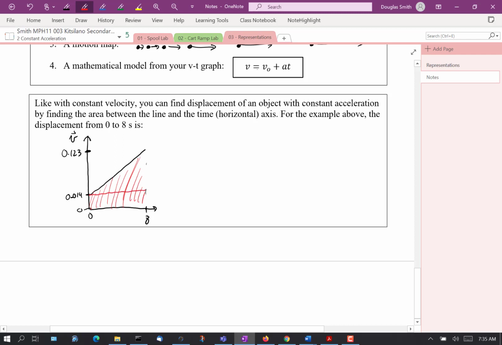We can calculate that area. This total area is equal to, well, this is a rectangle, so that's easy to calculate. That's 0.014 times 8. And then we have a triangle here, so we'll calculate that area. So the triangle is the height times base times 1/2. So it's 1/2. The height would be 0.123 minus 0.014, and then the base is 8. So we can get that area.